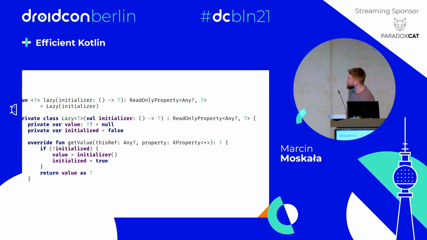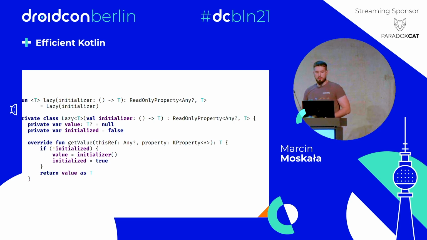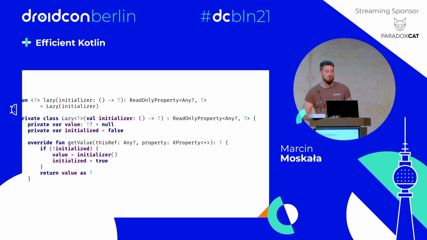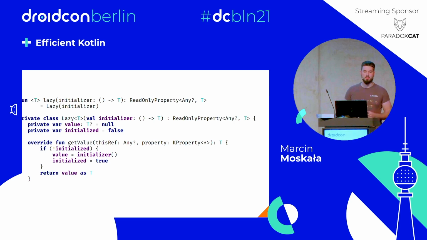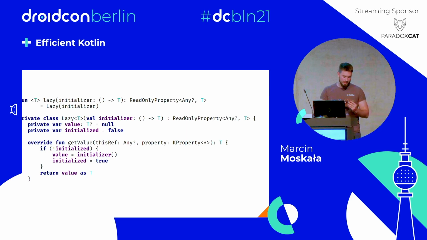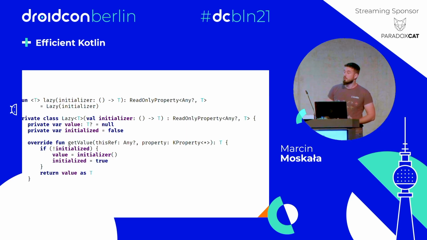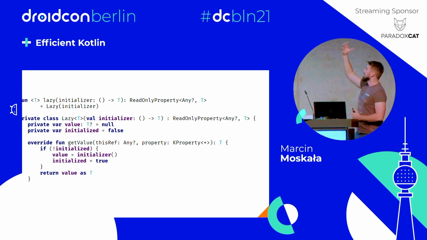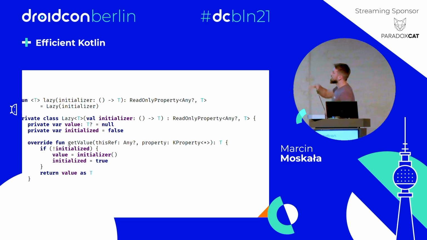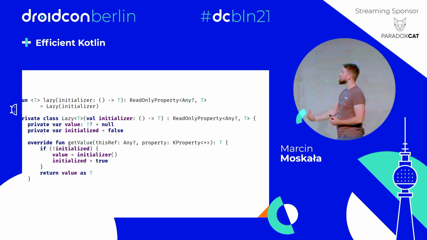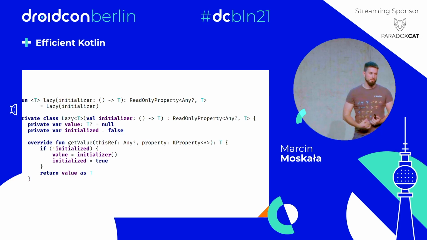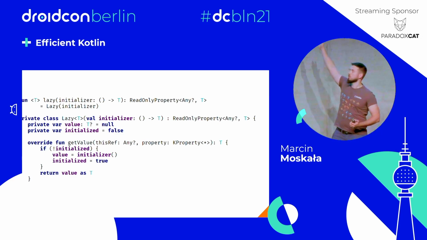So here is another example of the same problem. Here you have an implementation of lazy. You know lazy from the standard library. It's a delegate. And in this lazy, you are passing some initializer. And if this property is not initialized, you use this initializer to create a value. So what's the problem here?